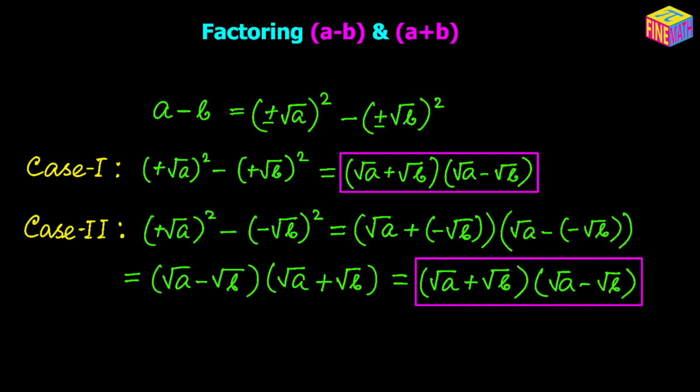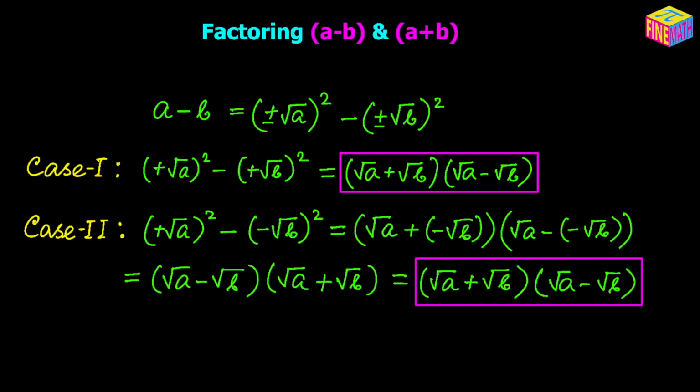Look at the two factor forms that we got. They both look identical. Square root of a plus square root of b times square root of a minus square root of b. And actually in all 4 cases, it will be the same set of factors and we'll see that soon. We have already completed 2 situations. Let's take the other 2.